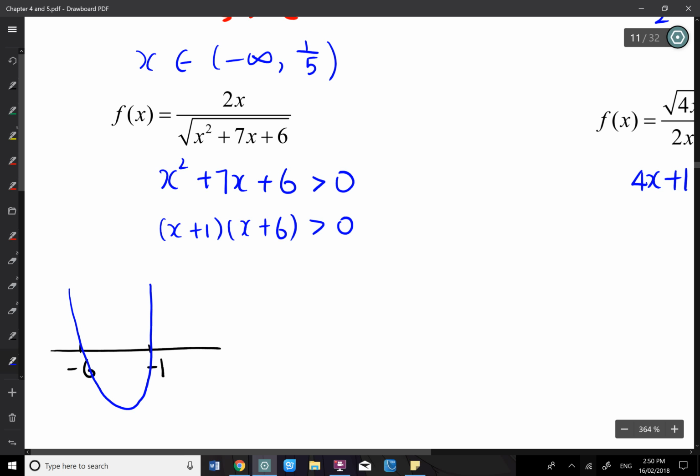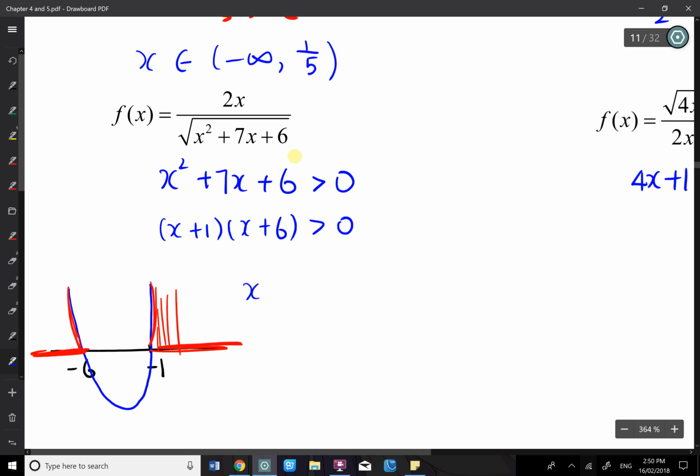Oh, it's a positive graph. I need the part greater than 0, which is where the y value is greater than 0. It's those two red parts. So the corresponding x will be this part of the x and this part of the x.